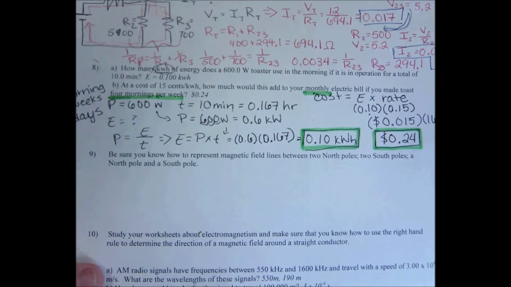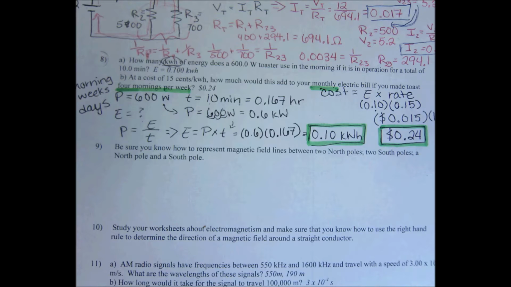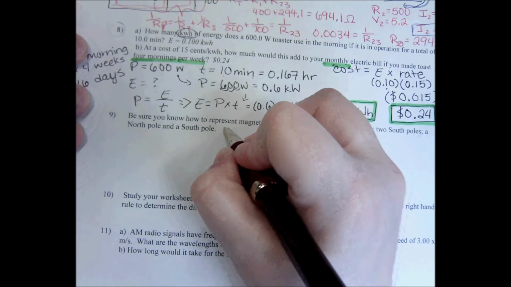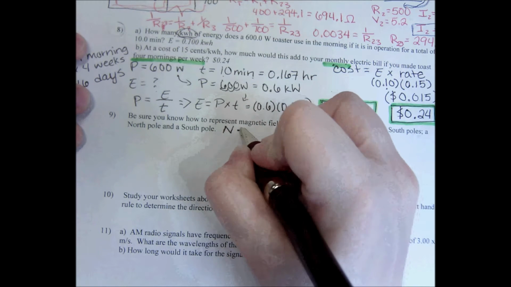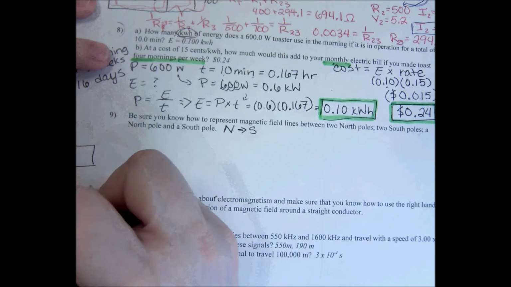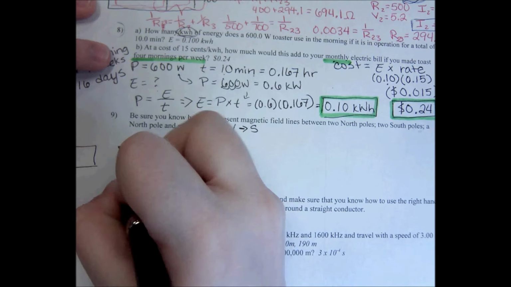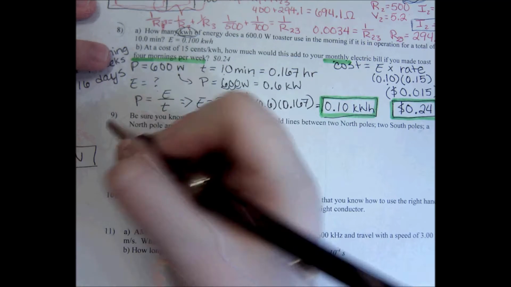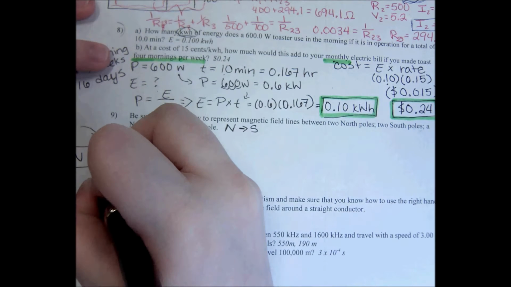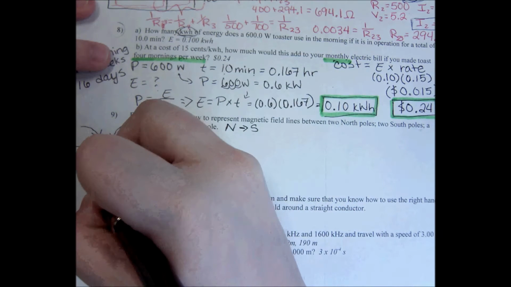All right, now we are officially moving to magnetism. Number 9 says make sure you know how to represent magnetic field lines between 2 north poles, 2 south poles, and a north and a south. The main thing to remember when you do these is that field lines always go from north to south. So, if we had 2 north poles, we would have lines coming in towards the north poles, but they would be repelling away from each other.